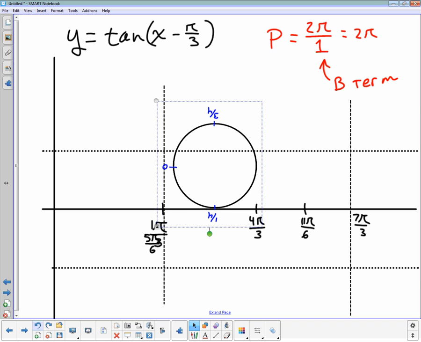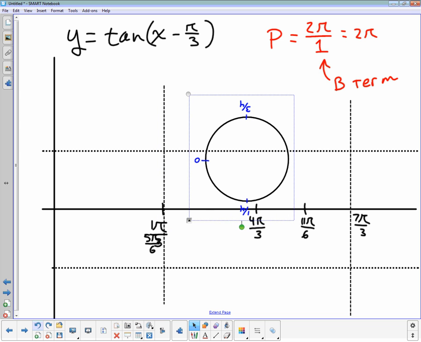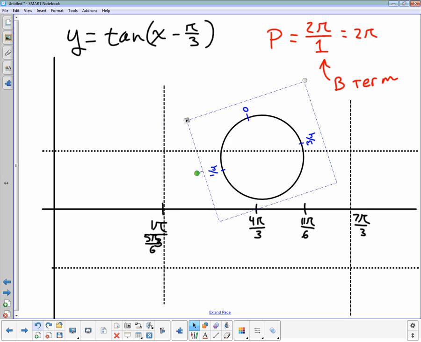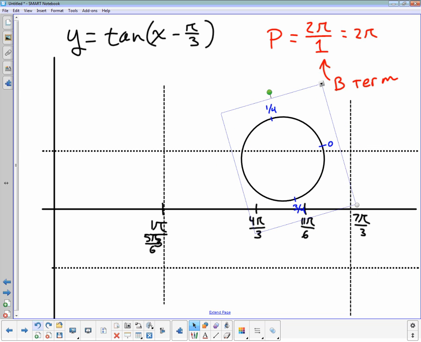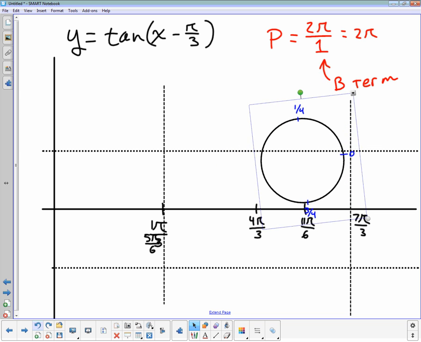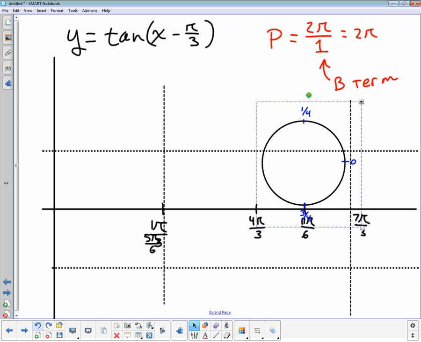At that first quarter, that's where I get an undefined. And then as I keep rolling, I get my other undefined at the 3/4 mark. See? So it's the first quarter and the third quarter that I'm undefined at, and that's where I draw my asymptotes.